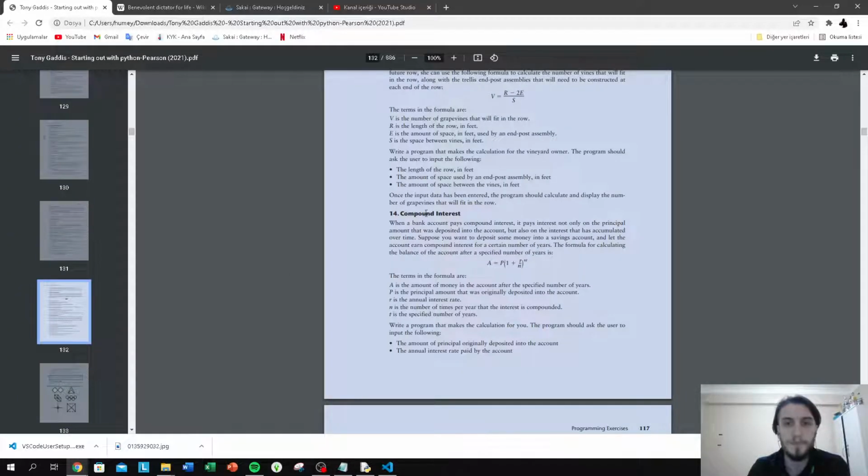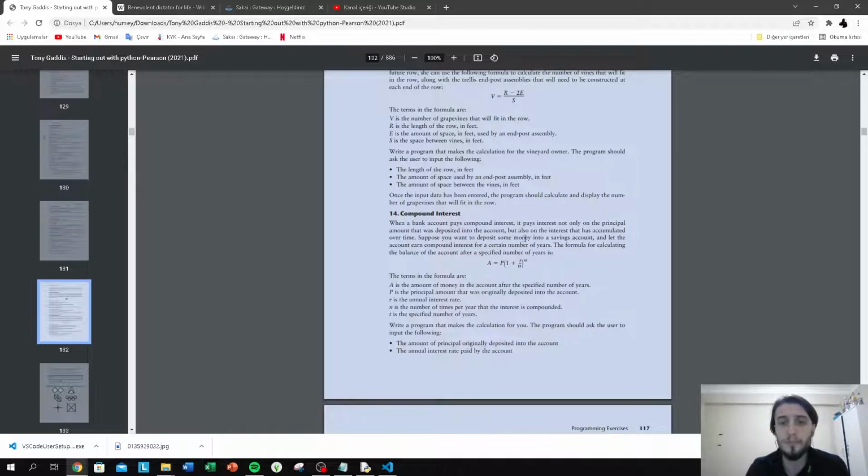Let's check our question first. Exercise 14, compound interest. When a bank account pays compound interest, it pays interest not only on the principal amount that was deposited into the account, but also on the interest that has accumulated over time.